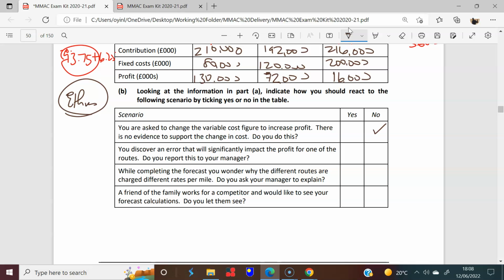You discover an error that will significantly impact profit for one of your routes. Do you report this to your manager? Yes, that seems pretty straight. While completing the forecast, you wonder why the different routes are charged at different rates.